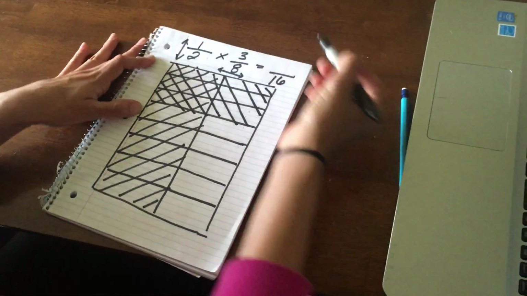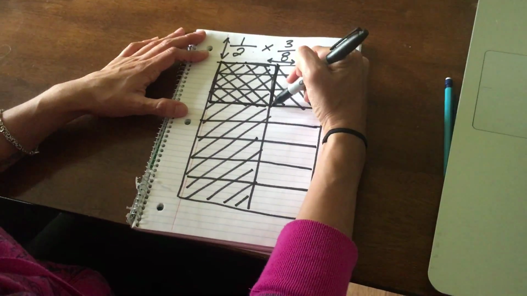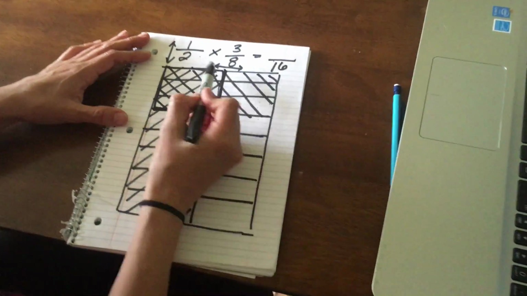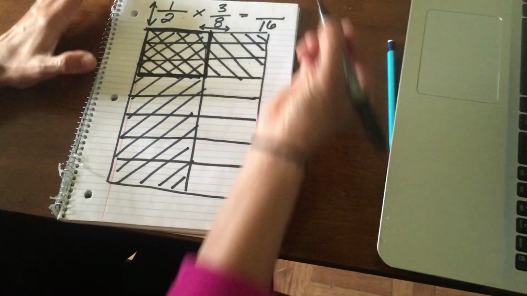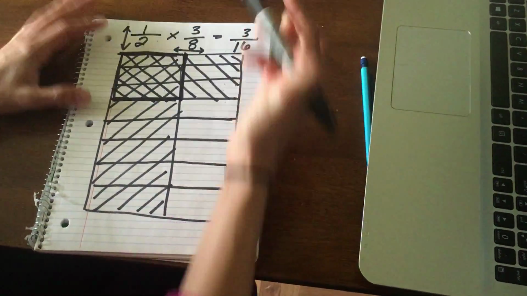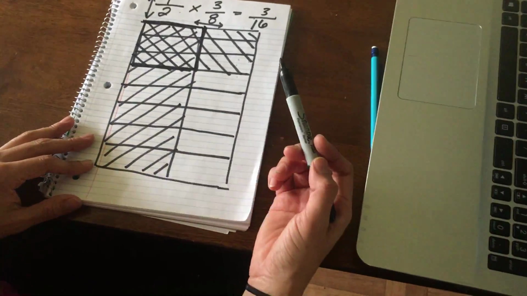Now, the numerator is created by the area that has the double stripes. So I can see that it's this area. I'm boxing it off so it stands out more. 1, 2, 3, we have 3 squares that have that double cross hatching there. All right, so our answer is 3/16.